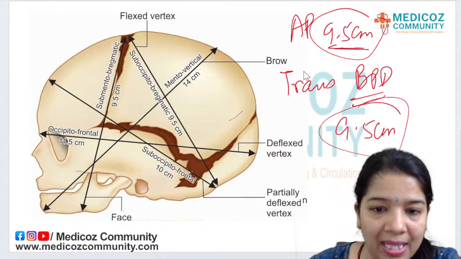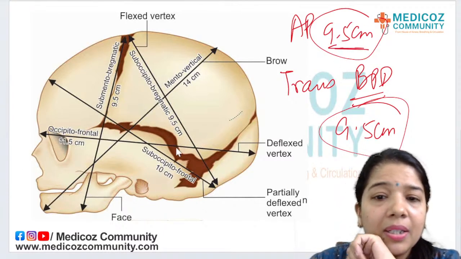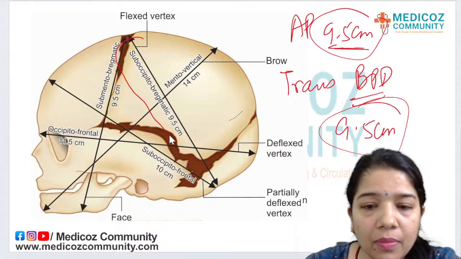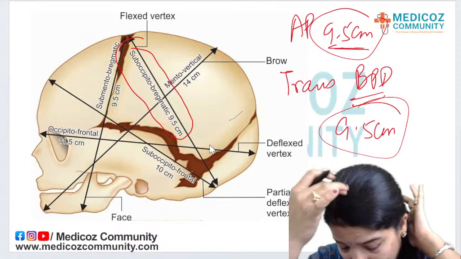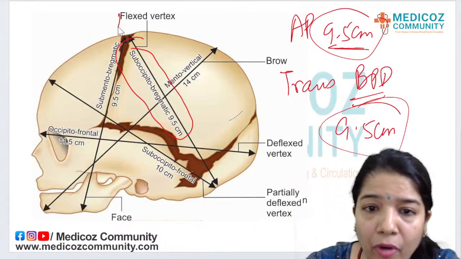In a fully flexed head, remember, the diameter is going to be suboccipitobregmatic, behind the occiput. And bregma is nothing but the anterior fontanel, you all know.